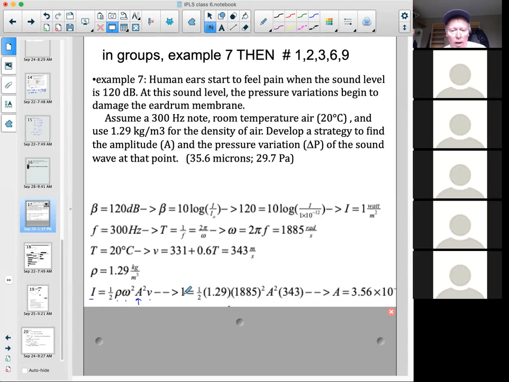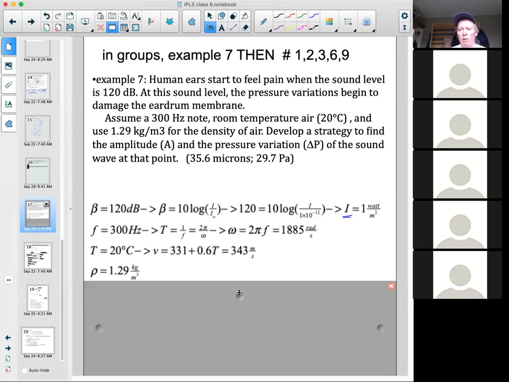So that's what I've done here. I put in the 1 for intensity, which we found up here by inverting beta, and then density of air, omega, and sound speed. And so the only unknown there is the amplitude of air molecule motion. So that's the approach. Again, I'll just hide that for a sec. We're not quite there, so you have a few more minutes to work it out.